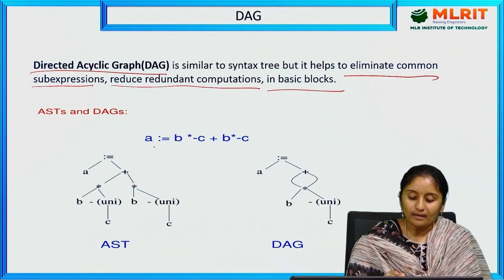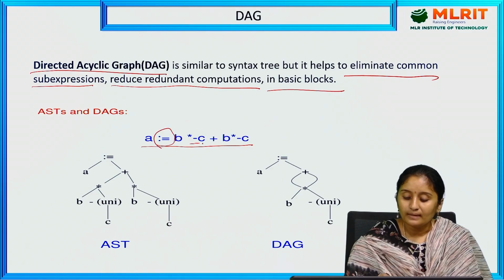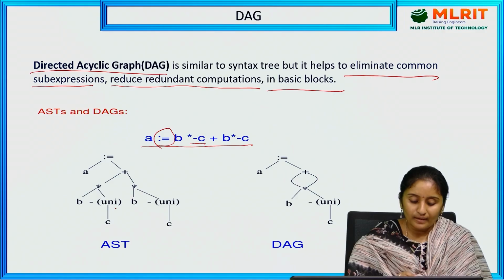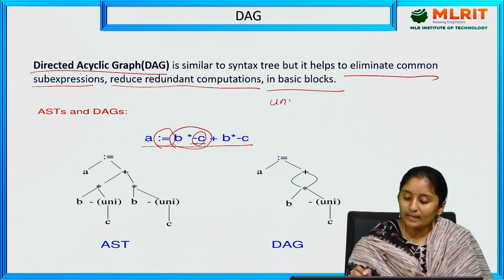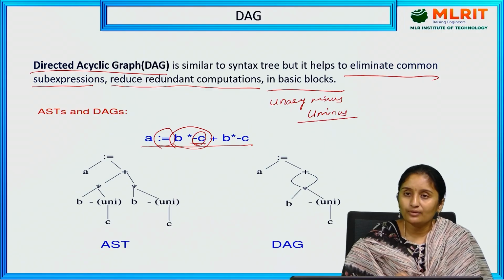See here, A is equal to, this is the assignment operator. A equal to B into minus C, where minus C is a unary minus. It is a unary operator. Plus B into minus C. For this, I have constructed the abstract syntax tree, or I can just call it the syntax tree. Here, the first one I have is B into minus C, where minus C is a unary minus, so I am going to write it as U minus.